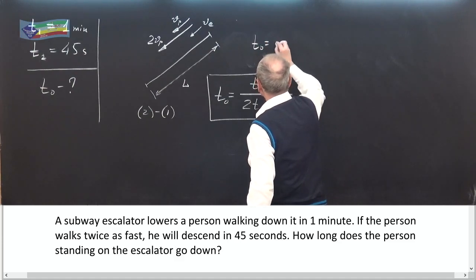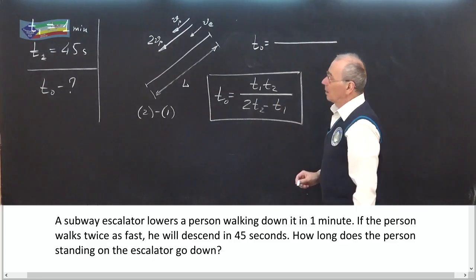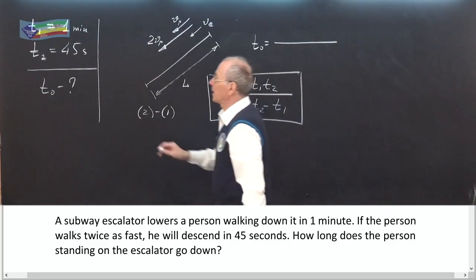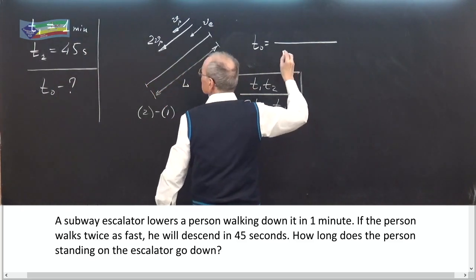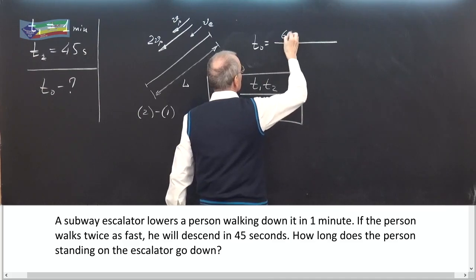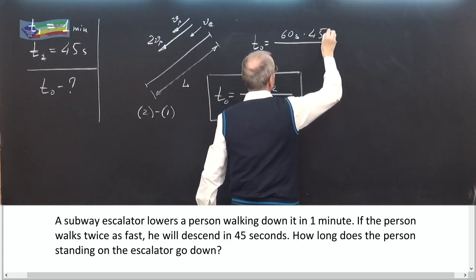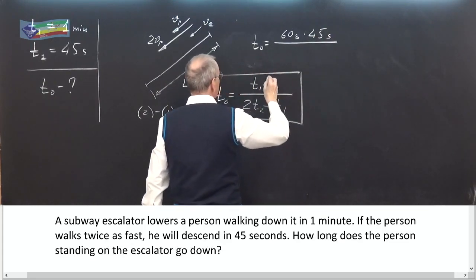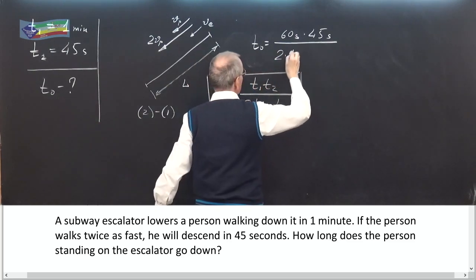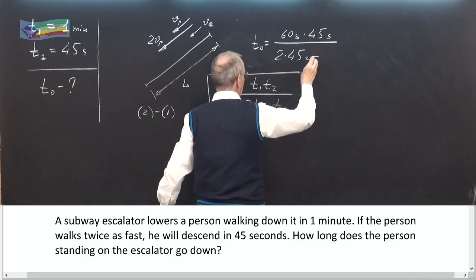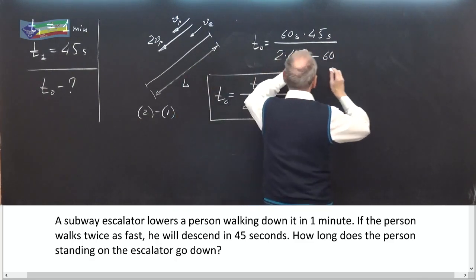T0 equals, maybe better to write 1 minute as 60 seconds. T1, 60 seconds times 45 seconds, divided by twice 45 seconds minus 60 seconds.